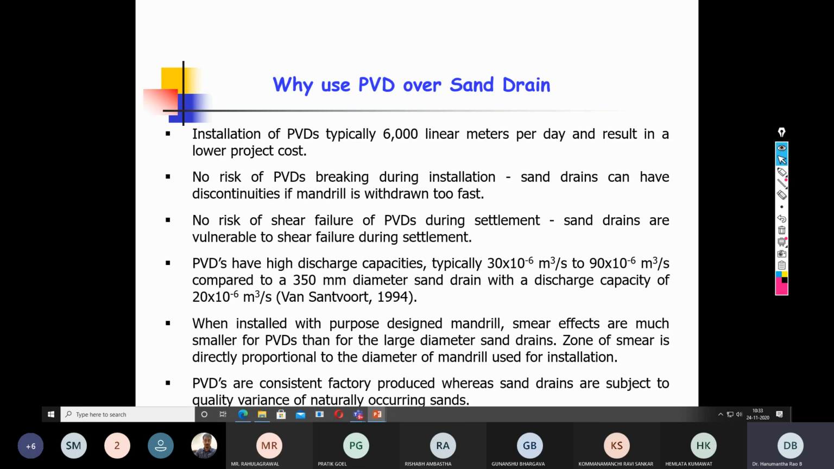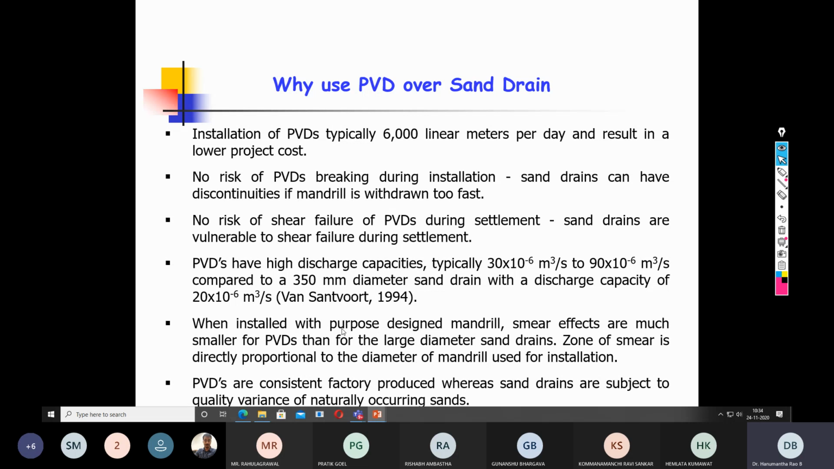You can also understand, when you are installing the PVD, the geometry is quite small, 100 millimeter width and 5 millimeter thickness. But if you look at the sand drain, it is 350 millimeter diameter. You can imagine how much sand is required if you are installing a 350 millimeter diameter sand drain up to a depth of 30 meter. So pi by 4 into 350 squared into 30,000 millimeter. This is the volume of sand required to finish one sand drain. But in case of the PVD, you simply require only some plastic tube.